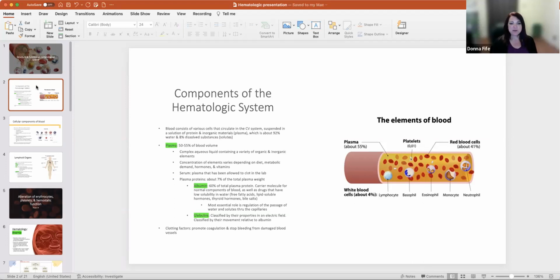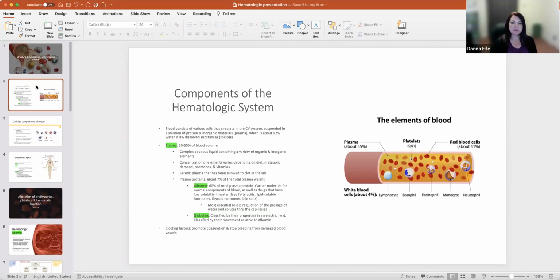Plasma proteins make up about 7% of the total plasma weight. Albumin is about 60% of the total plasma protein. This is a carrier molecule for normal components of the blood, as well as drugs that have low solubility in water, free fatty acids, lipid-soluble hormones, thyroid hormones, and bile salts. The most essential role is regulation of the passage of water and solutes through the capillaries.